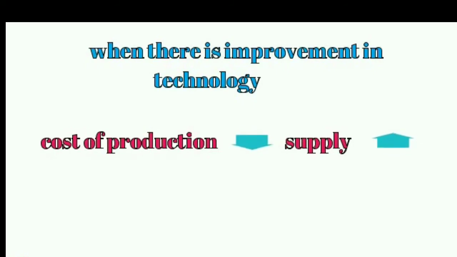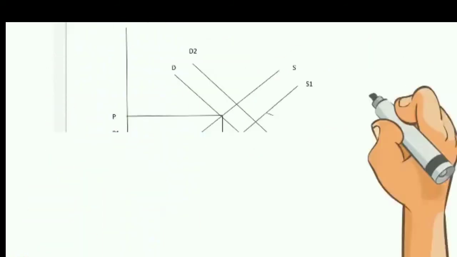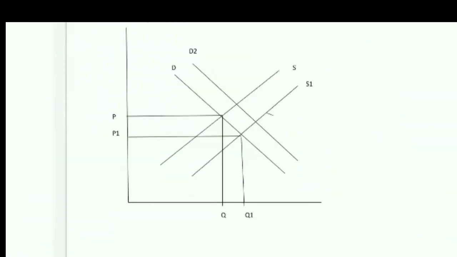Now I'll show you a graph of this. You can see in this graph, the supply curve is being shifted from S to S1. Even the demand curve is shifting because as the cost of production is decreasing, the price is also decreasing from P to P1, and so the demand is increasing from D to D1. So this graph represents both the shift in supply and demand.